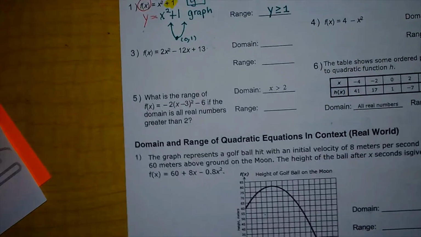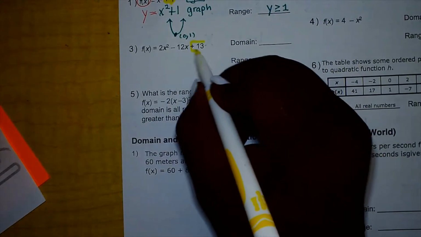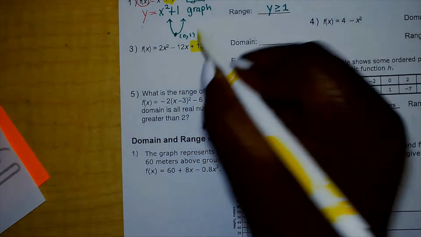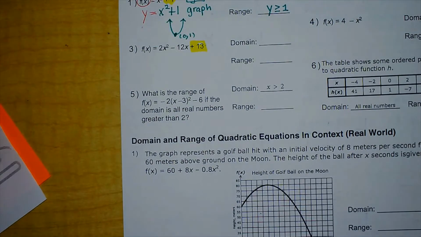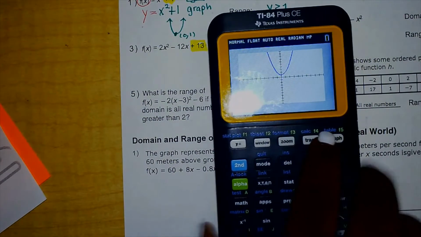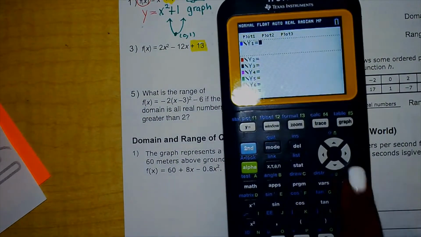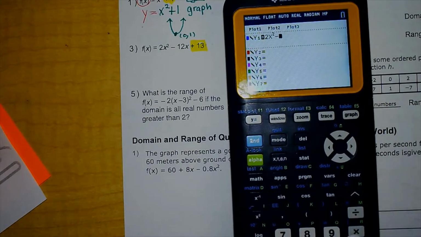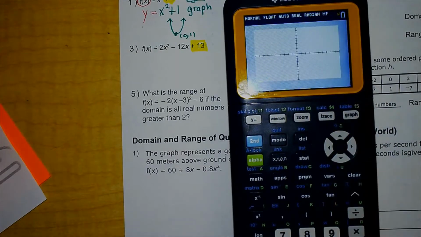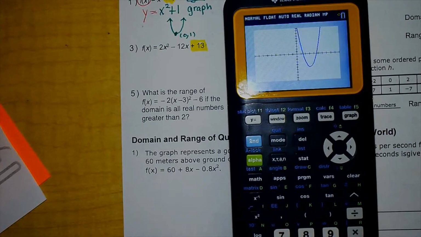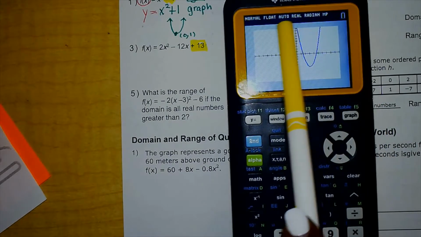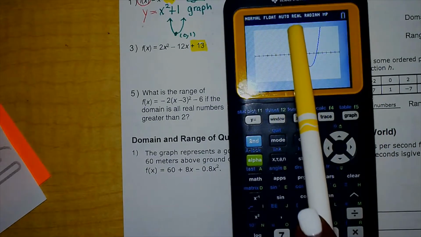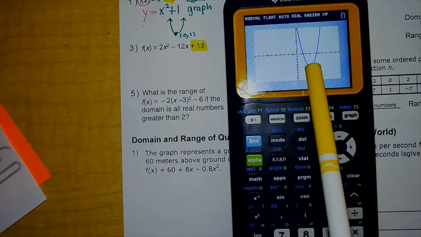All right, let's look at the next one. Before I even graph it, I know this is my y-intercept. Let's see what the graph looks like though. So we're going to put in 2x squared minus 12x plus 13. Press graph. Now, this intercepts up here, but that's not my vertex. My vertex is down here.